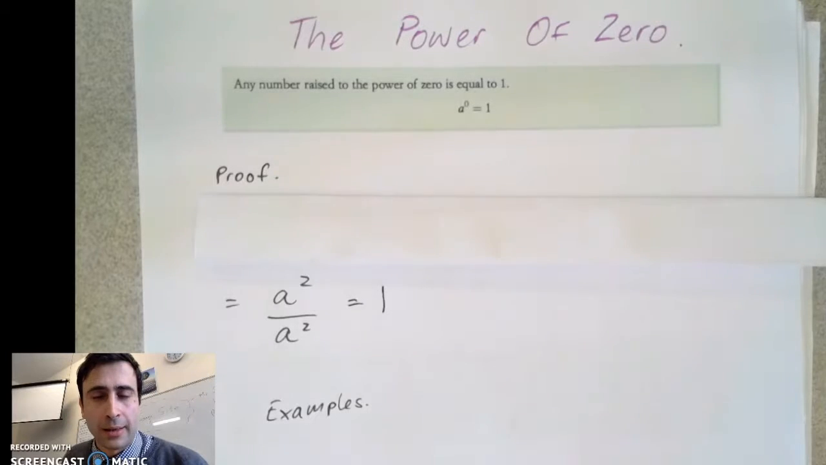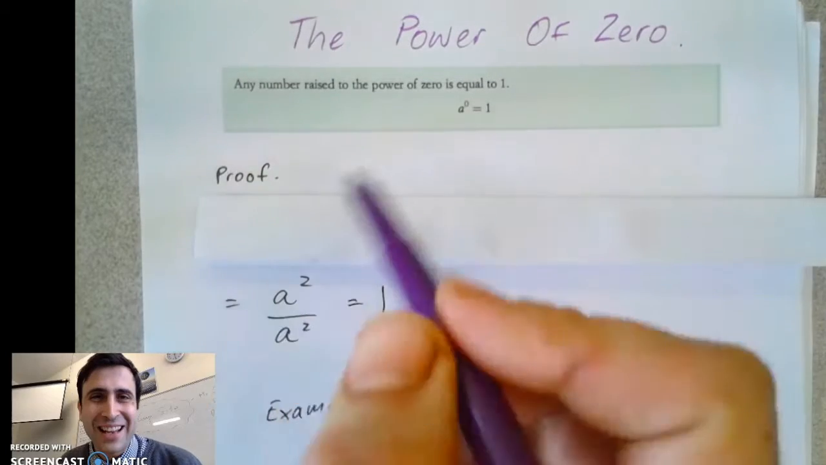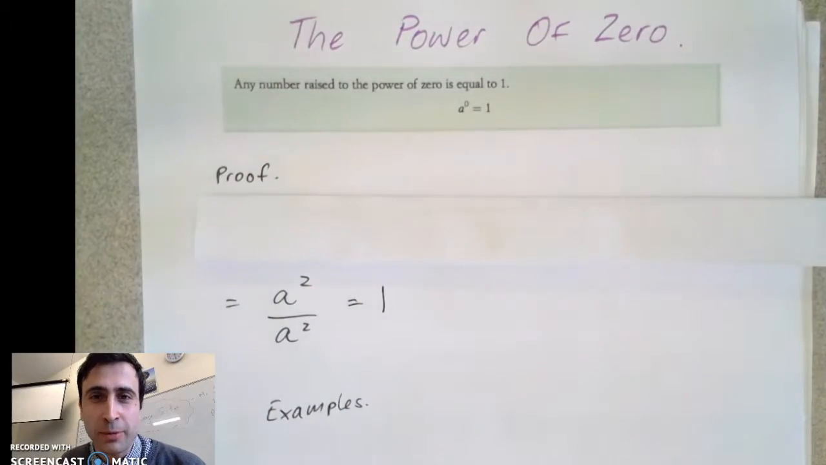Hello, everybody. So we've got a new rule now, and it's the power of zero. Basically, anything to the power of zero, according to this rule, equals one. But let's explore that. Let's prove it.